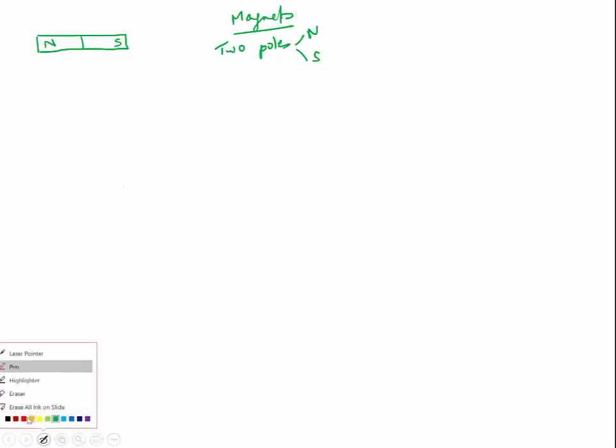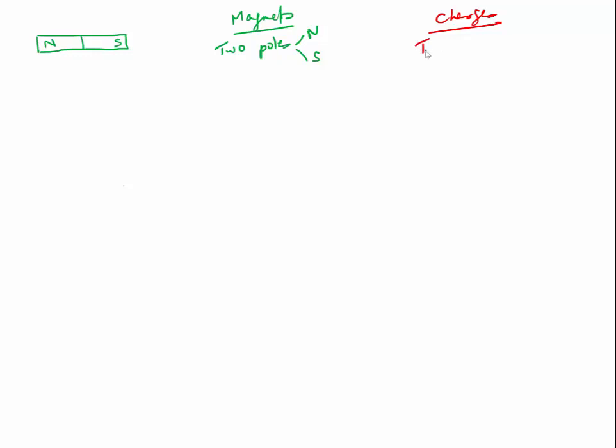By analogy to the electrical system, let's look at charges. Charges come in only two kinds, as you know, and there we call them positive and negative. For magnets, we call them north and south, and we call them poles.